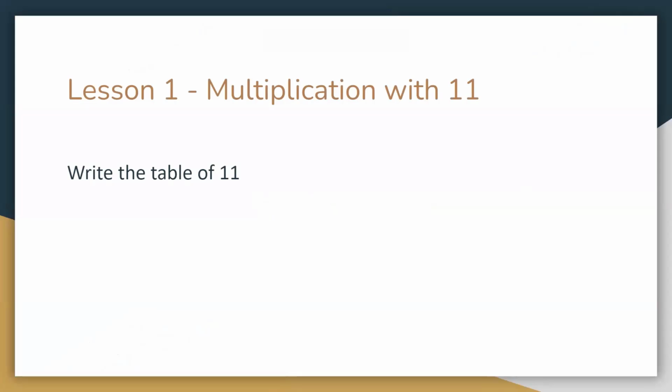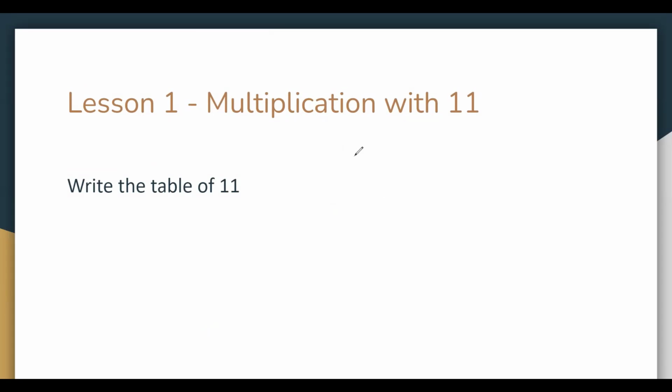Multiplication with 11. The 11 times table is the easiest for everyone, and I want all of you to pause the video and write down the 11 times table in your notebook. As you know, 11 times 1 is 11, 11 times 2 is 22, 11 times 3 is 33, 11 times 4 is 44, and we go on till 11 times 9, which is 99.